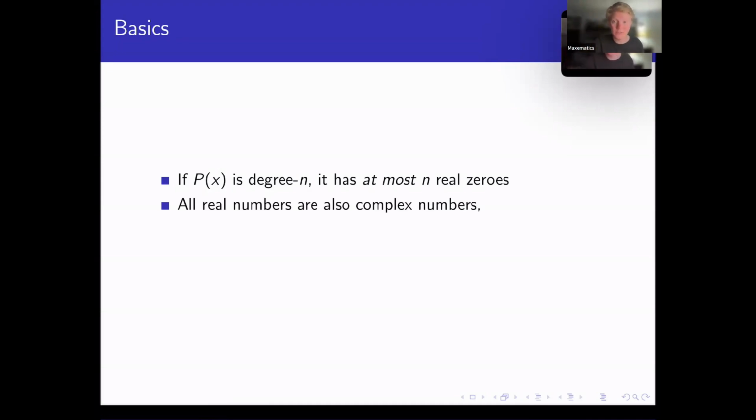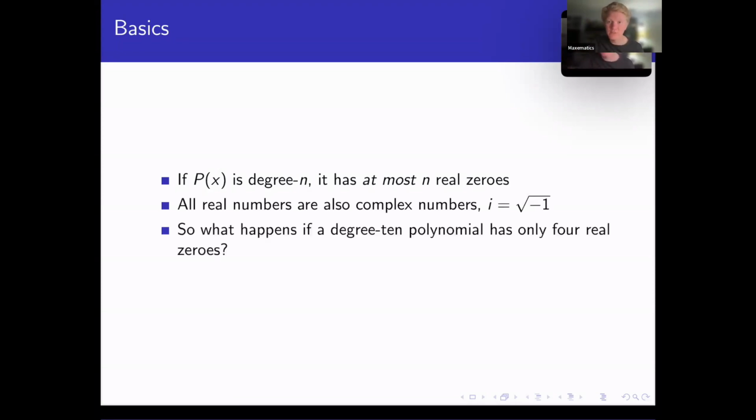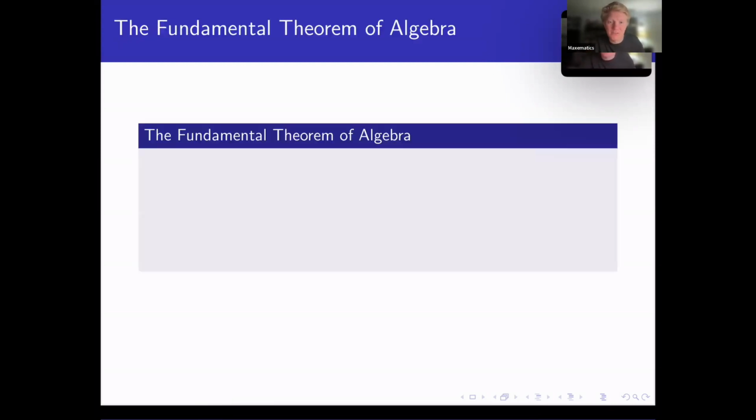Oh, it's been a long time since we've talked about complex numbers, just numbers that may contain i. So what happens if you have a degree 10 polynomial that has only 4 real zeros? Where are the other 6? Well, we saw in 3.2 that you could have multiplicity describe some of it, but not always perfectly describe it all the time.